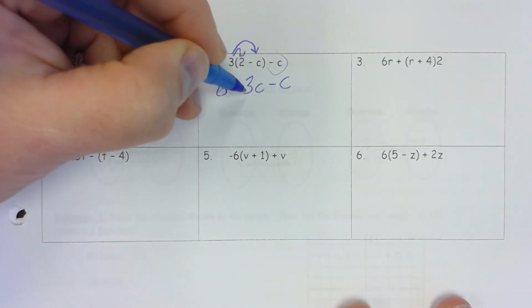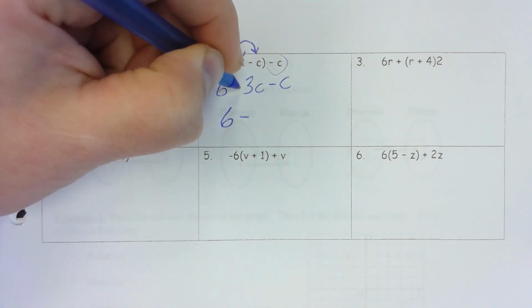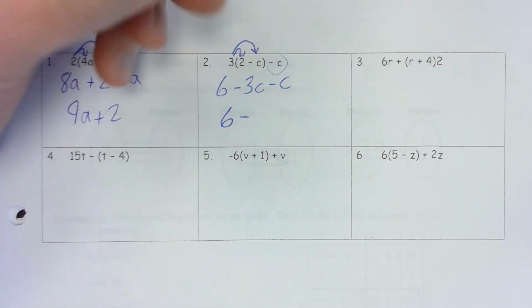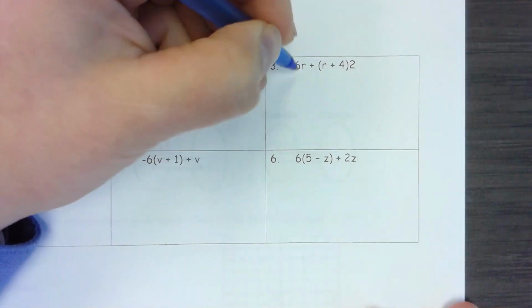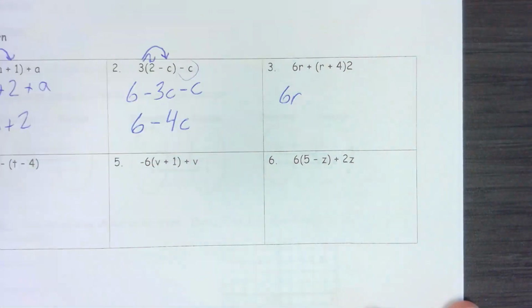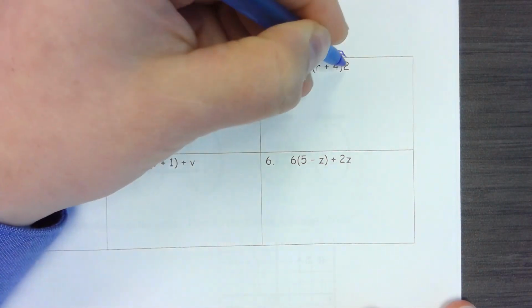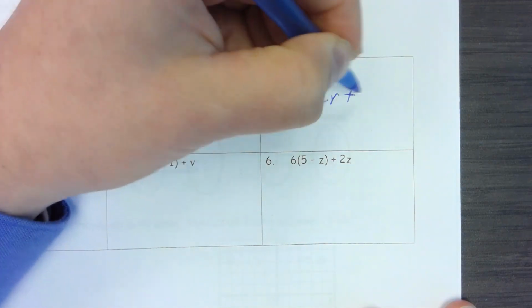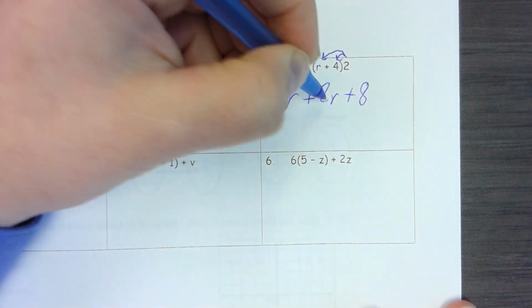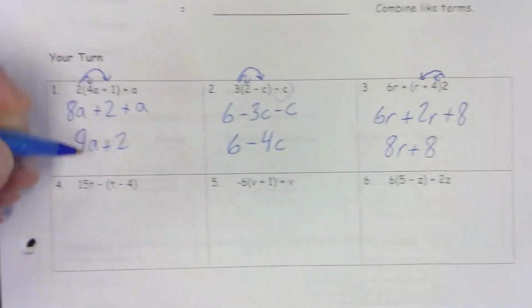What are my like terms? Well, I see two things that have c's in them, so I've got 6 minus negative 3 minus 1 is negative 4c's. Okay, this is all by itself. We're just going to go ahead and write this down to make sure we bring it with, but we're distributing this 2 in here. So I've got 2 times r is 2r. I've got 2 times 4 is 8. 6r's plus 2r's is 8r's. So I've got 8r plus 8.